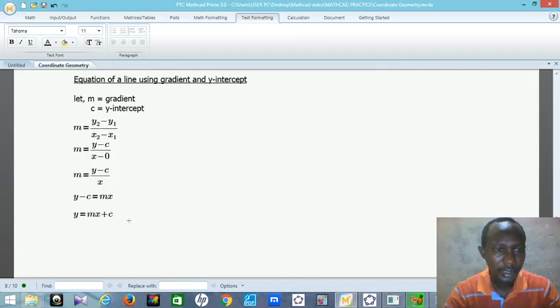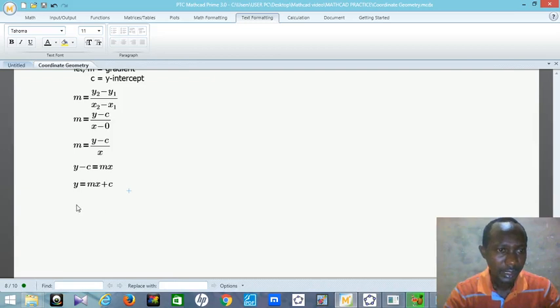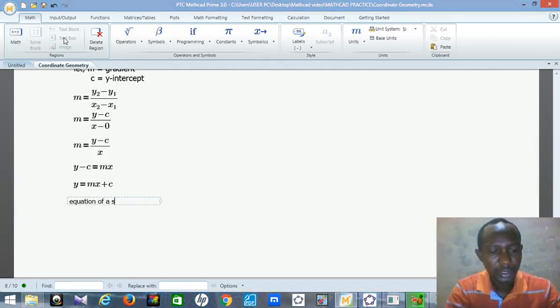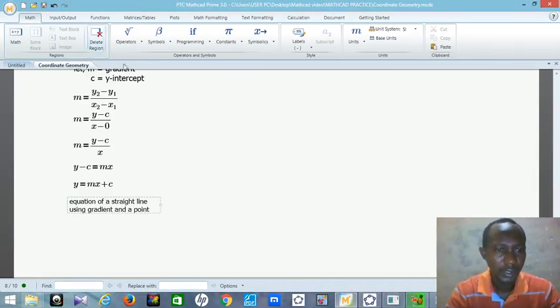Let's see how we can do that. Equation of a straight line using gradient and a point.